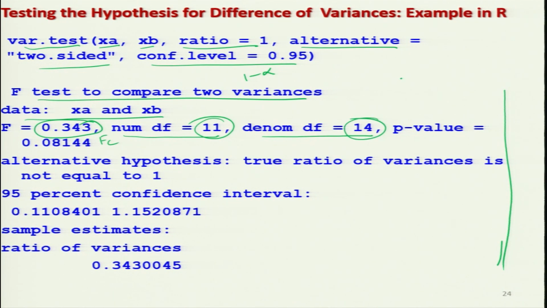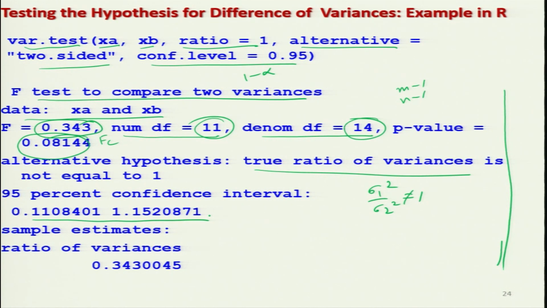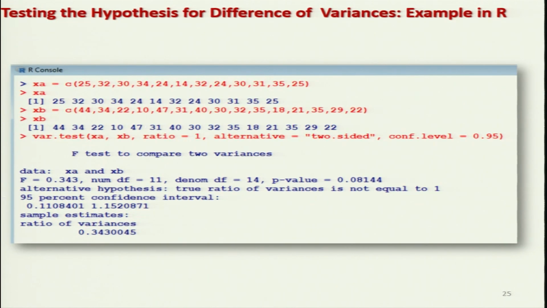So, they are actually like m minus 1 and n minus 1, and the p value is coming out to be 0.08144. The alternative hypothesis is that the true ratio of variances is not equal to 1. That means sigma 1 square upon sigma 2 square is not equal to 1, and the 95% confidence interval is between 0.11 and 1.15, and the sample estimate of the ratio of variances is given here like this, right. This is the screenshot of the same thing.